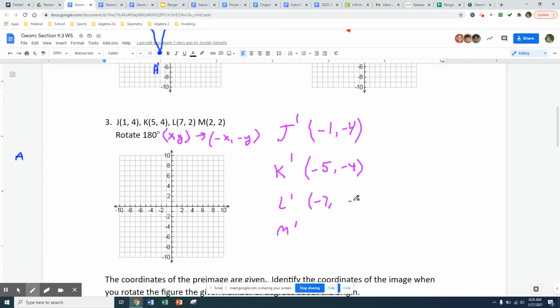All we're doing then is making those coordinates their opposite. And there we go, we've got all of our coordinates. Now we can go ahead and graph those: -1, -4; -5, -4; -7, -2; and -2, -2. So there would be our graph under that 180-degree rotation.